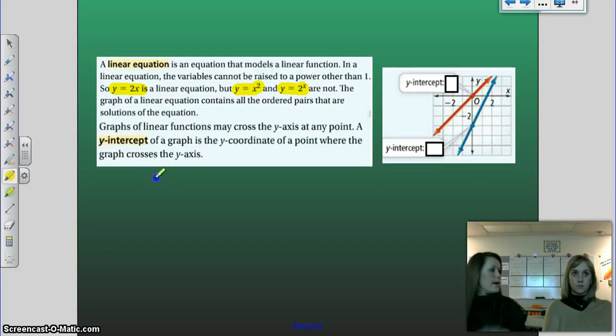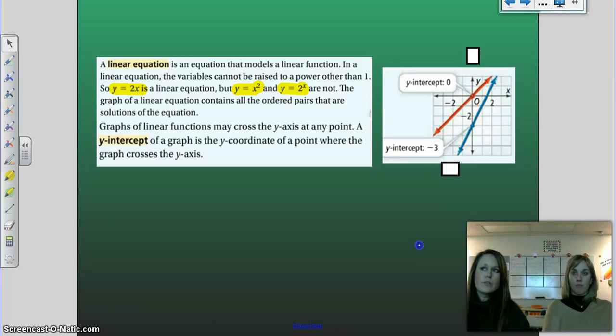Now, graphs of linear functions will cross the y-axis at any point. If it crosses at 0, that's your y-intercept of 0. And if it crosses somewhere else, then your y-intercept is somewhere else. So there's your 0 y-intercept. There's your -3 y-intercept. Again, a quick review for you. I know we did a lot of this last year.